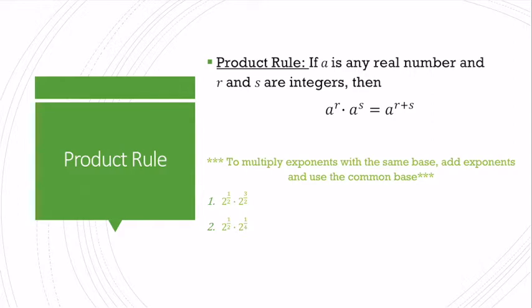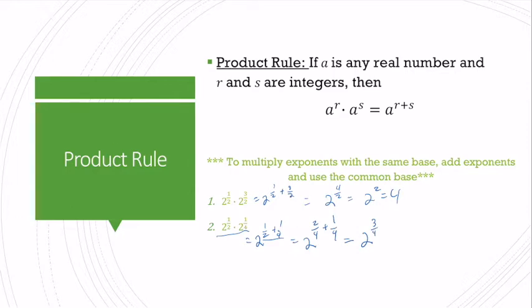So here, if I have 2 to the 1/2 times 2 to the 3/2, that becomes 2 to the 1/2 plus 3/2, which becomes 2 to the 4/2, which is just 2 squared. If I have 2 to the 1/2 times 2 to the 1/4, I take 1/2 plus 1/4, but wait, I can't add those. I need to write 1/2 as 2/4. So I would get 2 to the 3/4. Not too shabby.